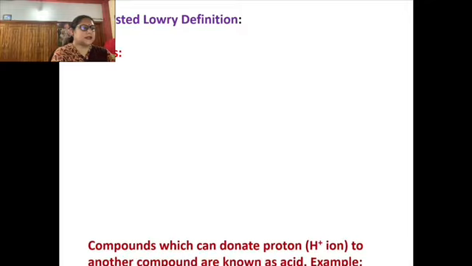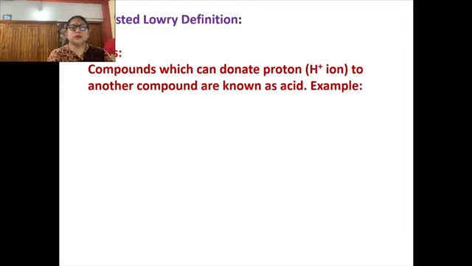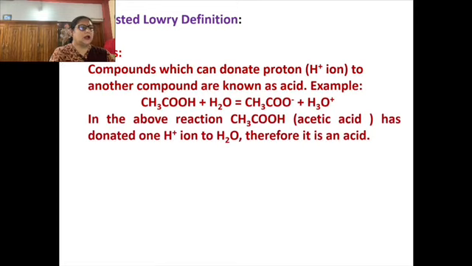Next definition is the Bronsted Lowry definition. Here we consider acids as the compounds which can donate proton to other molecule. For example, acetic acid CH3COOH, which is present in your vinegar, when we dissolve in water, donates one proton to water, and water becomes hydronium ion. Since acetic acid donates proton easily, it is considered as acid.